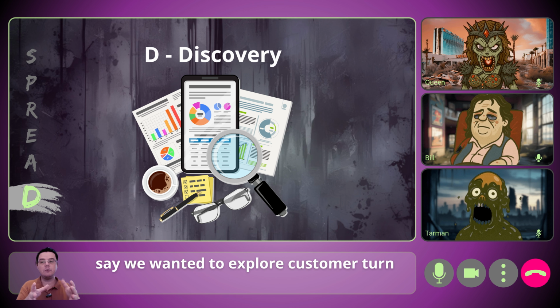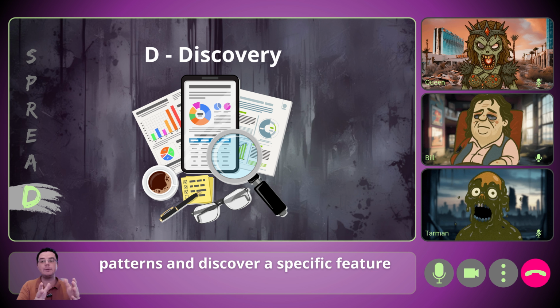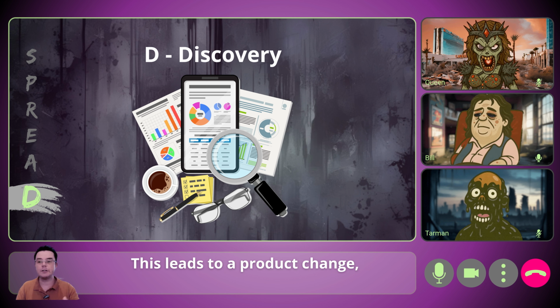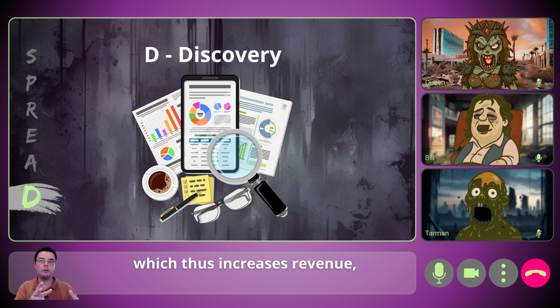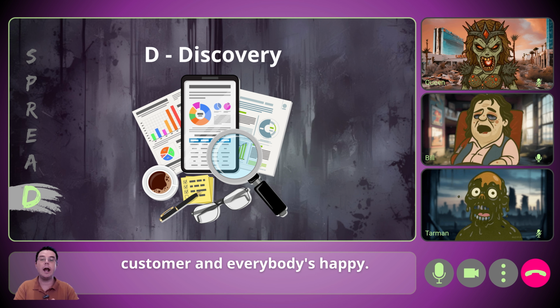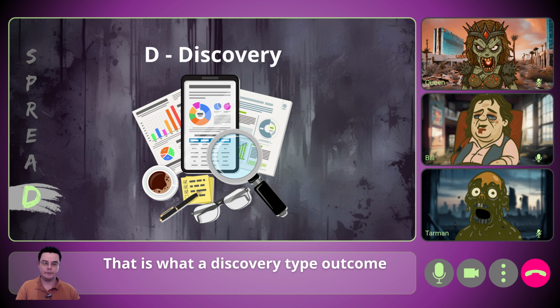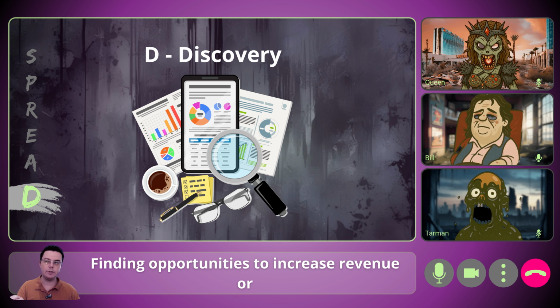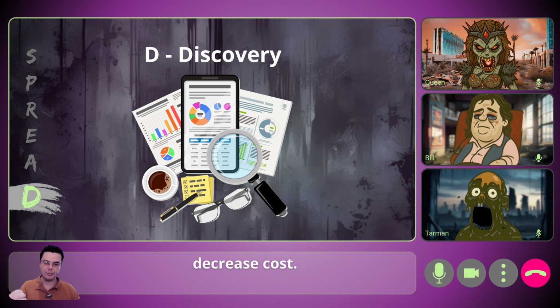For example, say we wanted to explore customer churn patterns and discovered a specific feature that, when used, improved customer retention. This leads to a product change, which increases revenue, which increases the value to the customer, and everybody's happy. That is what a discovery type outcome analysis is for: finding opportunities to increase revenue or decrease cost.